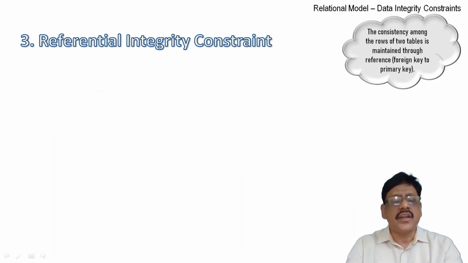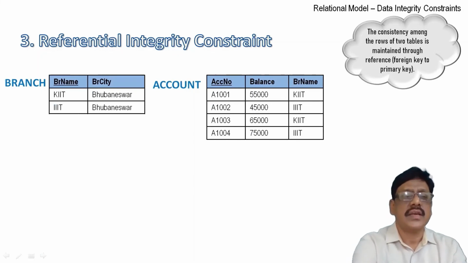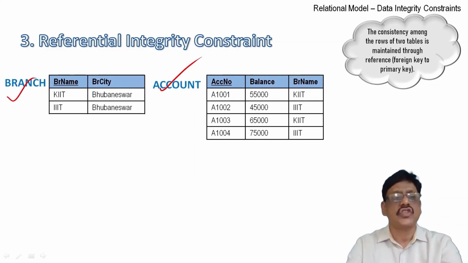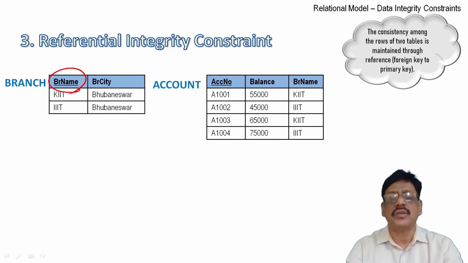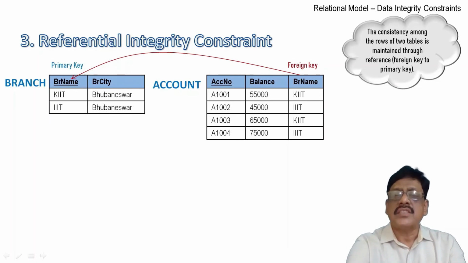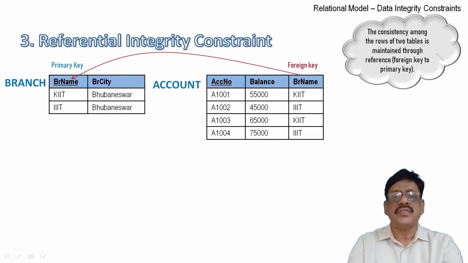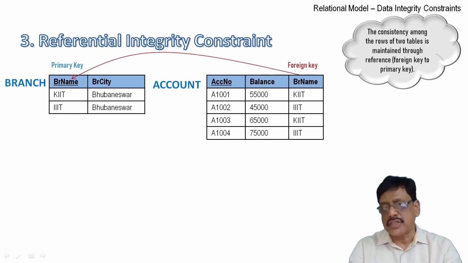Now, referential integrity constraints. Look at here. Let us take the example of two tables. One is called branch, the second is called account. Branch name is the primary key of the branch table. Account number is the primary key in the account table. Now we declare branch name in account as a foreign key referencing the primary key branch name of branch.